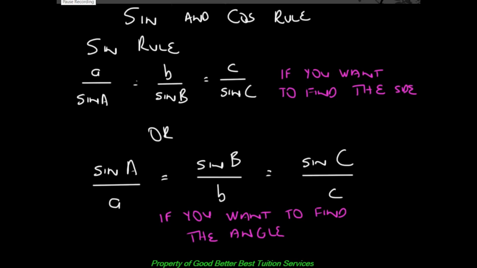With the sine rule, if we want to find a side, we use a over sine A is equal to b over sine B, which is equal to c over sine C. And when we want to find the angle, we use sine A over a is equal to sine B over b is equal to sine C over c.